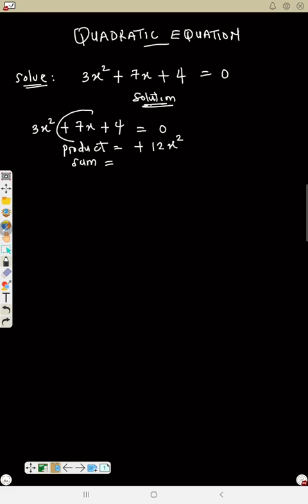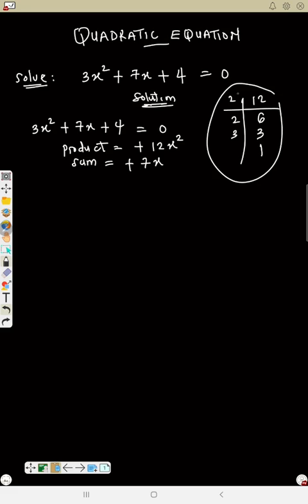Then the middle one is our sum. That means the sum is plus 7s. Now, what are the numbers you can multiply that will give you plus 12? If you add, you get plus 7. And if you look at all my workings, they are still the same pattern. So now, find the LCM of 12. 2 in 12, 6. So 2 in 6, 3. 3 in 3, 1. So this is our normal LCM.